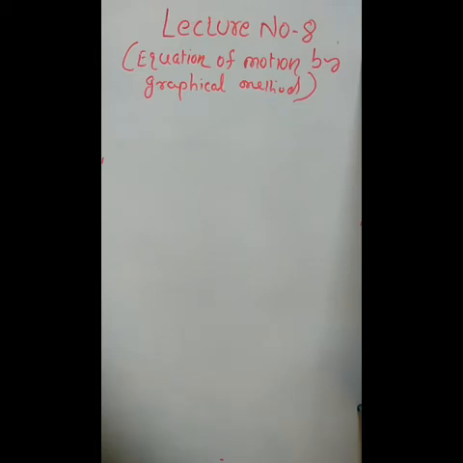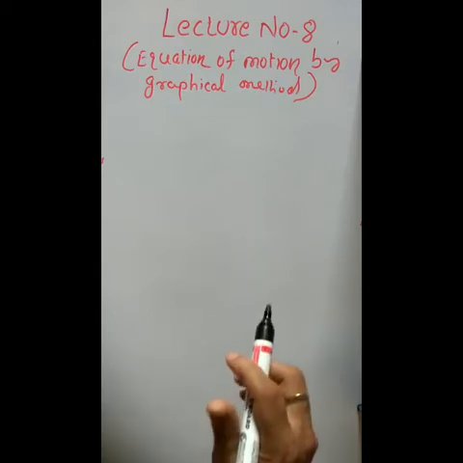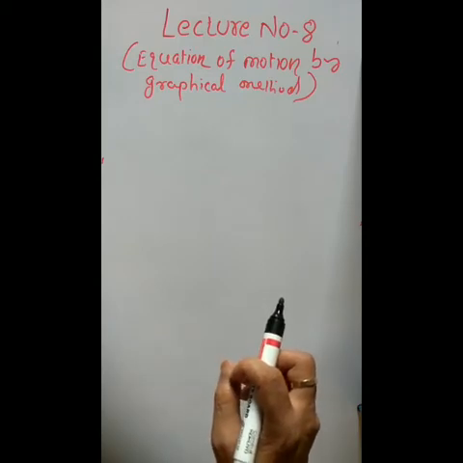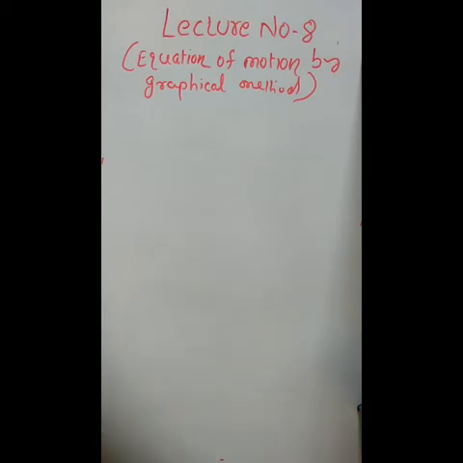Good morning all. In the last video, I was discussing the velocity time graph and distance time graph. From the distance time graph, we get the velocity by measuring the slope of the distance time graph or displacement time graph. And from the velocity time graph, we can get the acceleration by measuring the slope of the velocity time graph.